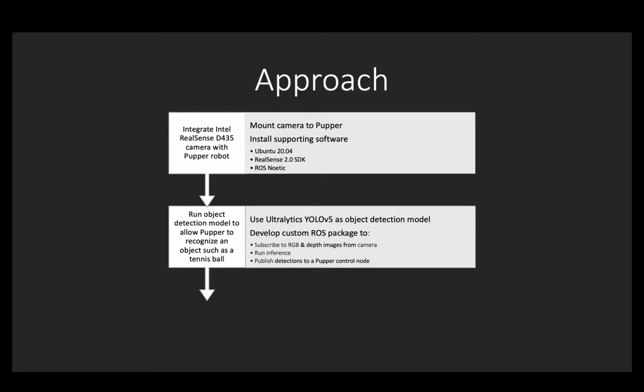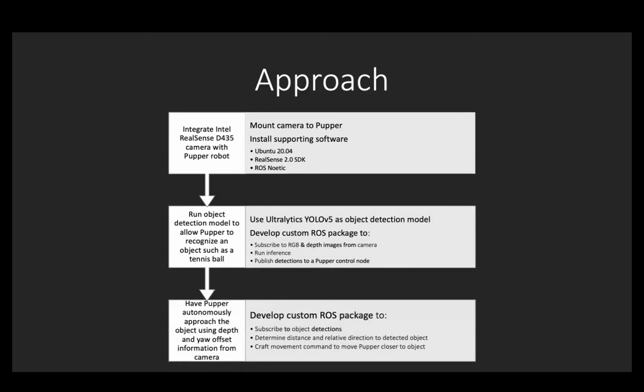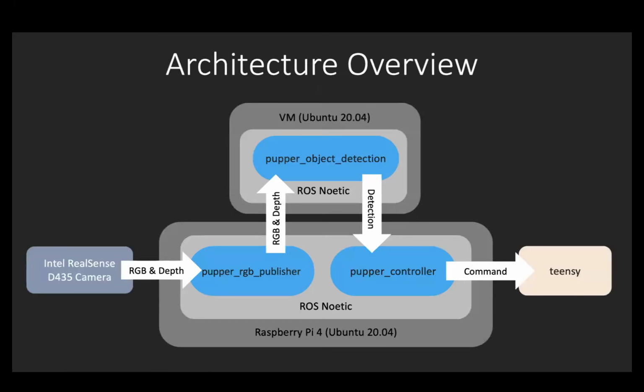This node would publish any detections to a Pupper control node, which is the 3rd phase of our approach, developing a ROS package to do that. It would subscribe to the object detections, determine distance and relative direction to the object, and then craft a specific movement command to have Pupper approach the object. This is a very high level overview of our architecture.